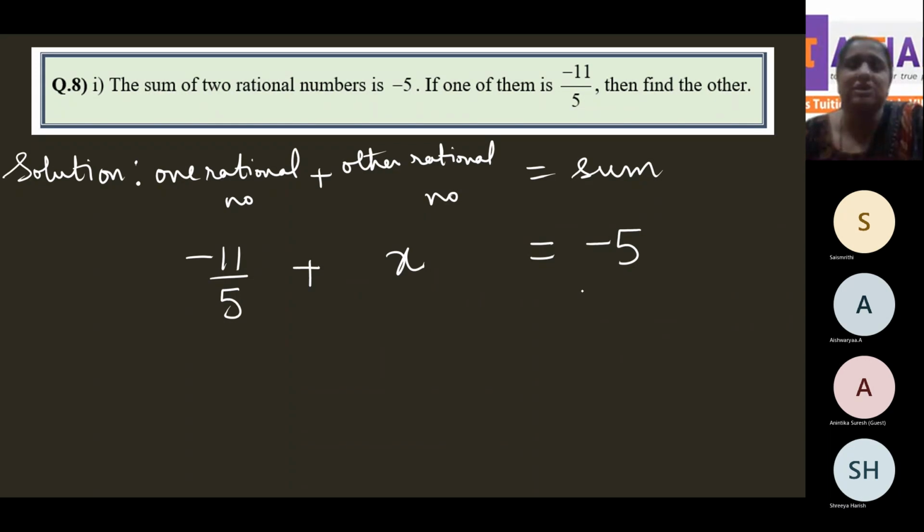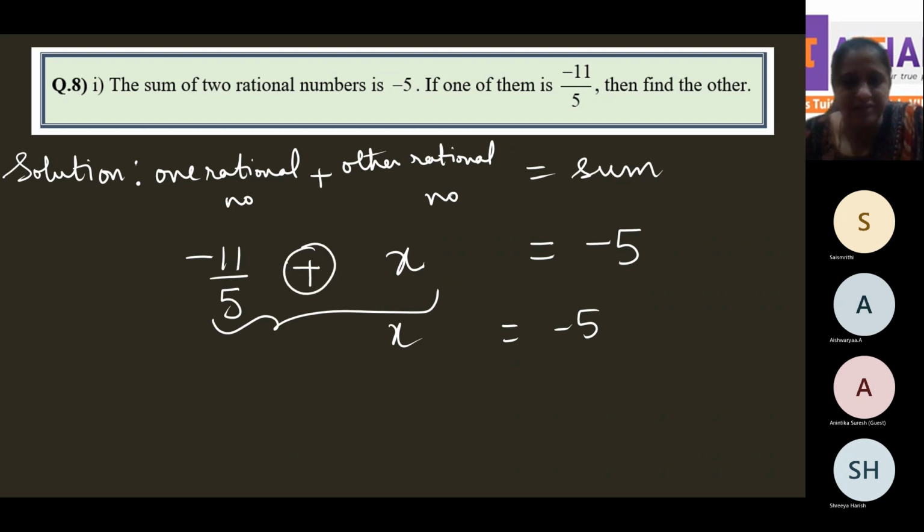One rational number plus the other rational number is equal to the sum. One of them is minus 11 by 5, plus the other one we don't know. So before you start this, you can write: let the other rational number be x. x is equal to the sum, minus 5. Now here the connecting symbol is plus. So minus 11 by 5 will not become its reciprocal on the other side because here it is addition, not multiplication. If it was multiplication, it would go as its reciprocal on the other side. So here minus 11 by 5 on the other side will be plus 11 by 5. Am I right, children? Yes, ma'am.